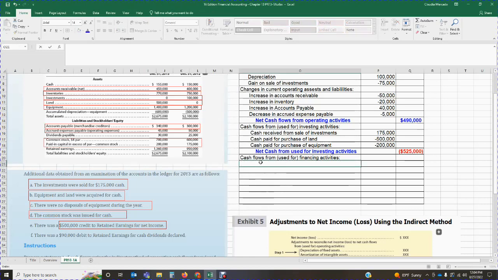So we have cash received from sale of common stock: $125,000.